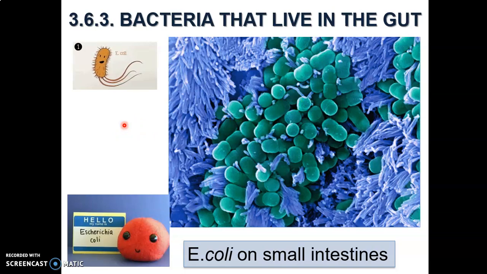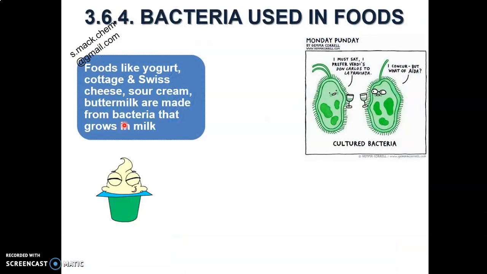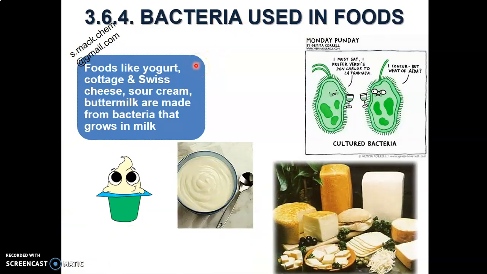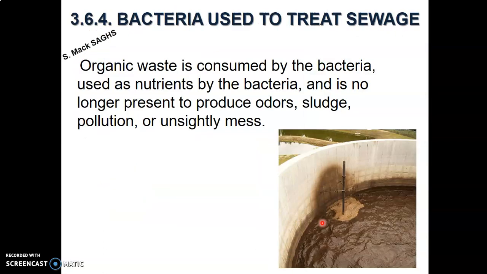Right, so are there any more helpful bacteria? Yes. There are bacteria which can be used to make certain foods. So some of these foods you might know. For example, we have yogurt, you're going to see sour cream, and some bacteria can even be used to make buttermilk and all these different types of cheeses that we see here. Right, so that's bacteria which is used in foods.